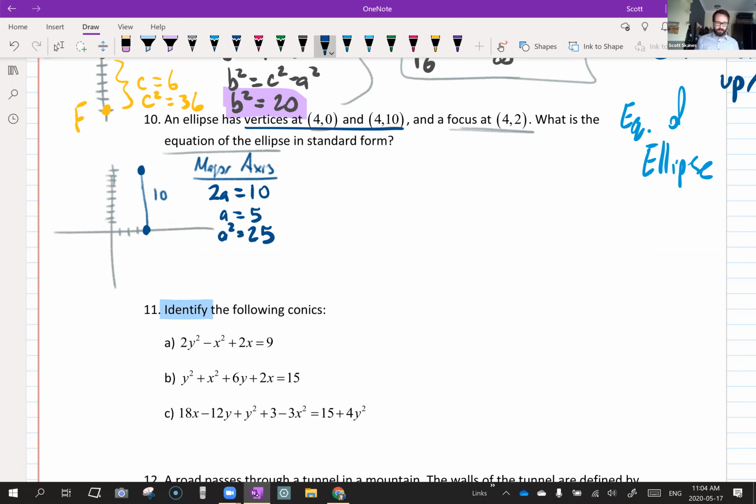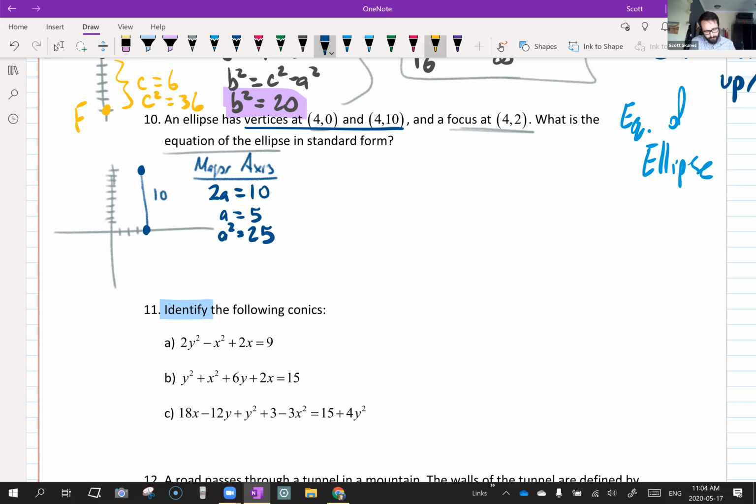Okay? Let me summarize that. Just from the vertices alone, the distance between them is the major axis. So if we know the distance between them, that's 2a. That gives a squared, if we just divide it by 2 and then square it.